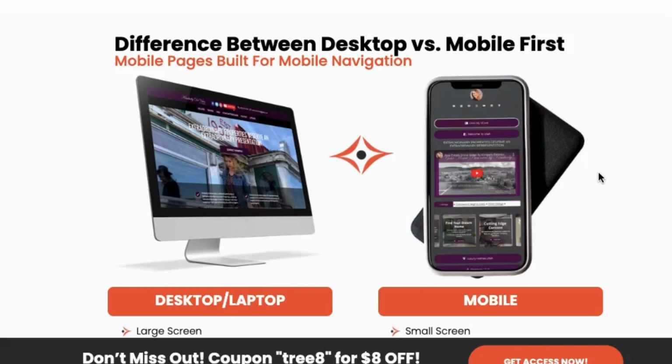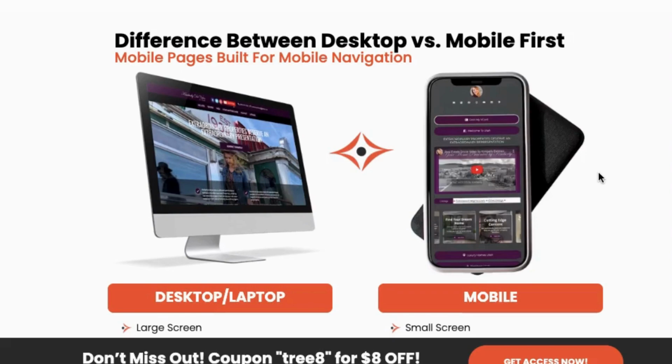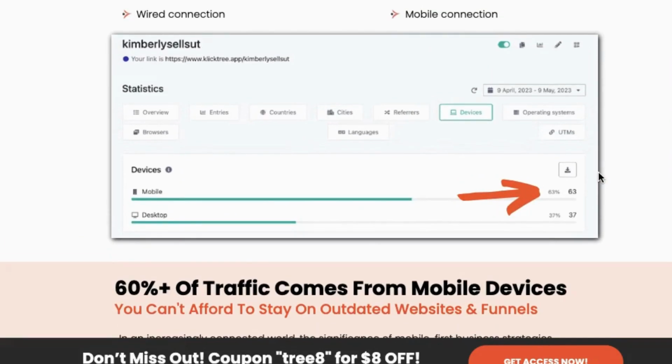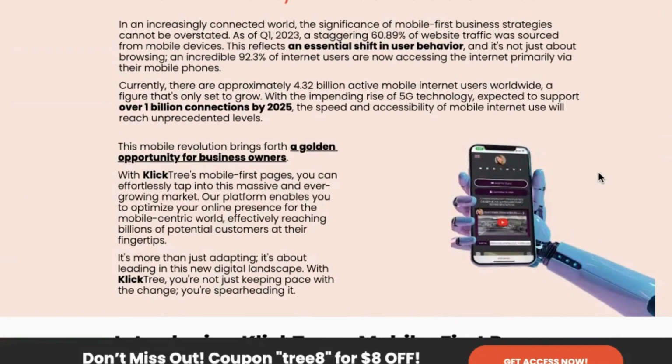Harnessing the power of AI with ChatGPT, KlickTree empowers you to build conversion-optimized pages within minutes, leading to quicker conversions and positive ROI on your ad spend. The tool boasts an impressive conversion rate, turning 1 out of 2 leads into clients.